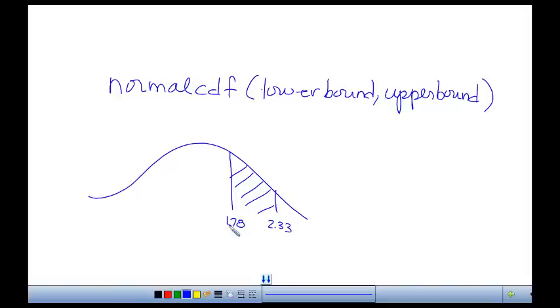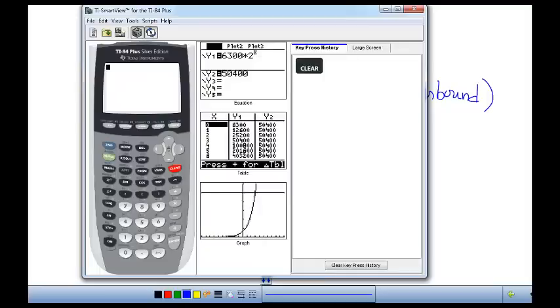All right, so here it is. Remember we went to the distribution menu last time? This is under that same menu. So I'm going to go to second, the distribution key or the vars key. And number 2 is normal CDF. We'll use number 2 every time when we're trying to find a probability.